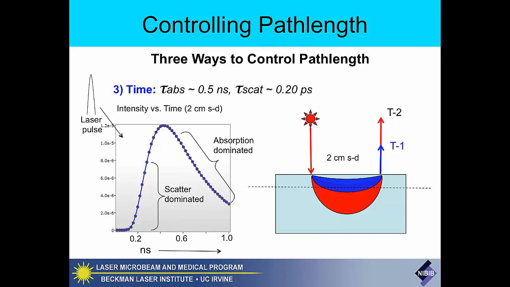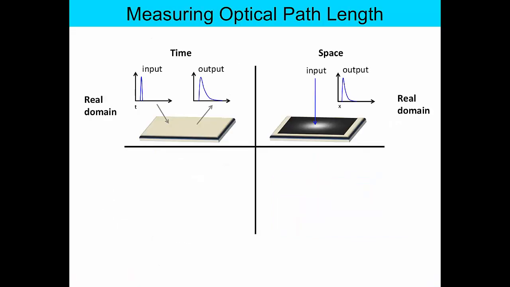And this is just a cartoon illustration that shows that the early arriving photons are interrogating more superficial structures, and the deeper propagating photons arrive at a later time, allowing you to see more deep structures in tissue. So this is an approach that's widely used in our field. This is kind of a summary of all of these concepts.